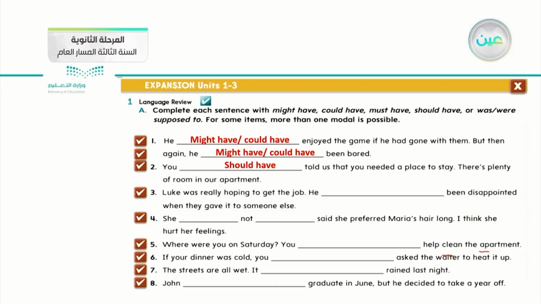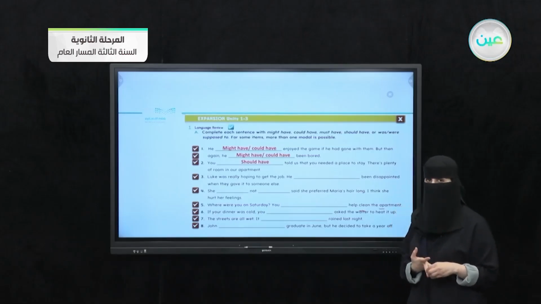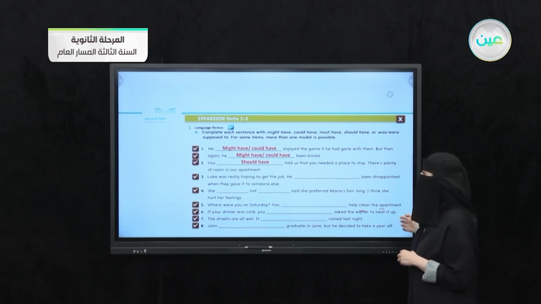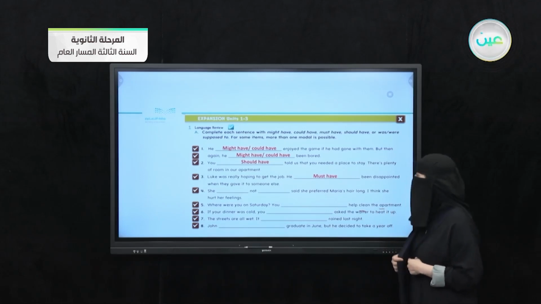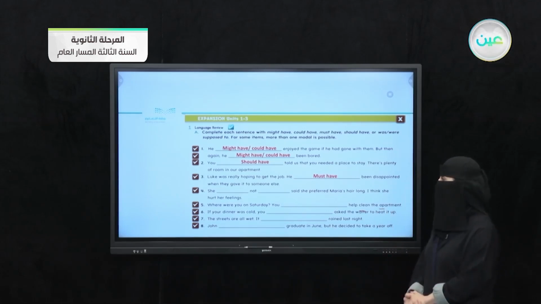Okay, number three. Luca was really hoping to get the job. He, space, been disappointed when they gave it to someone else. So what do you think the suitable past modal is? It is could have, should have, must have, or was or were supposed to. What do you think it is? So he must have been disappointed is the suitable one for the sentence.